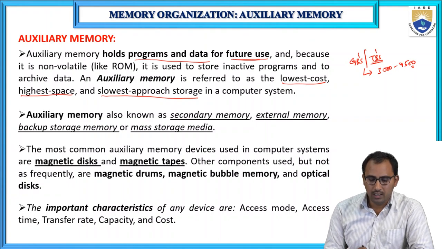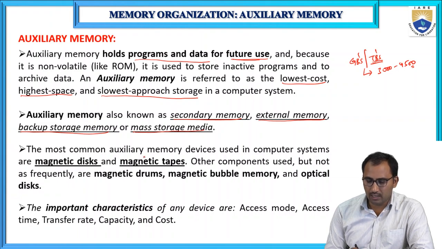These auxiliary memories are also called secondary memory or external memory, because they are connected through some external interface. That's why it is called external memory. And also backup storage memory or mass storage media. So these are the different names for the auxiliary memory: secondary memory, external memory, backup memory, and mass storage media.